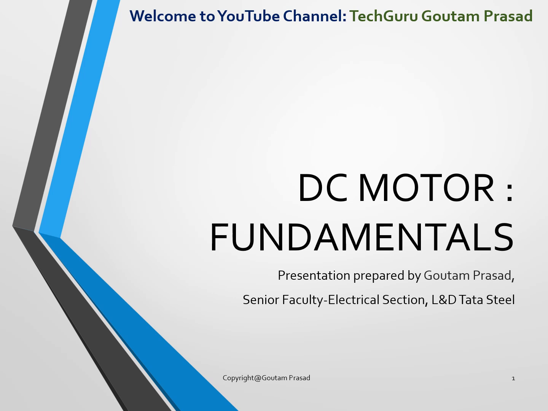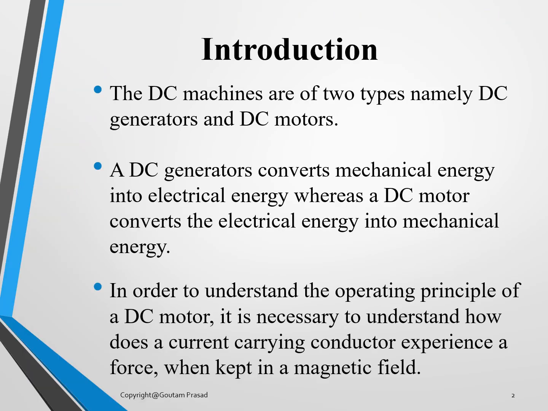In this video, we are going to discuss DC motor fundamentals. A DC machine can be classified into two categories. A DC machine could be a generator or it could be a motor. DC generators are used to convert mechanical energy into electrical energy, whereas a DC motor converts electrical energy into mechanical energy.